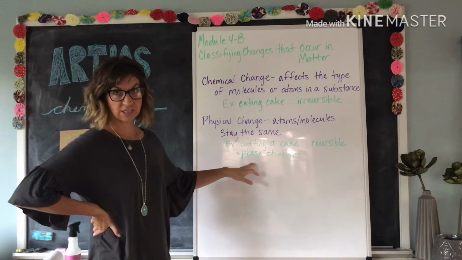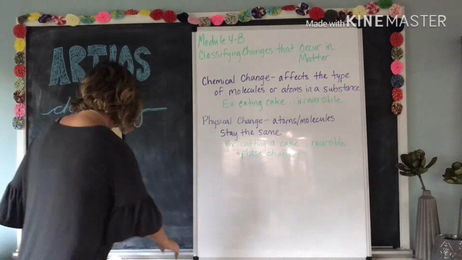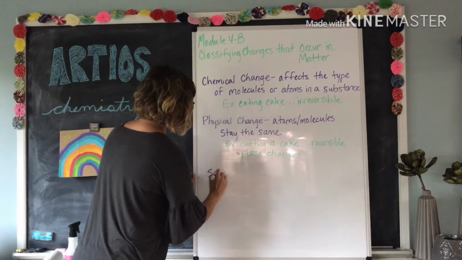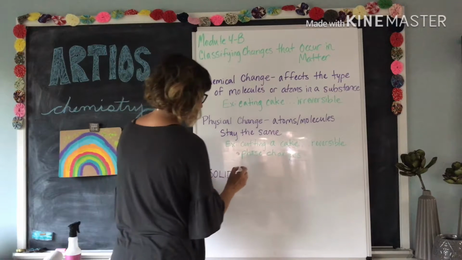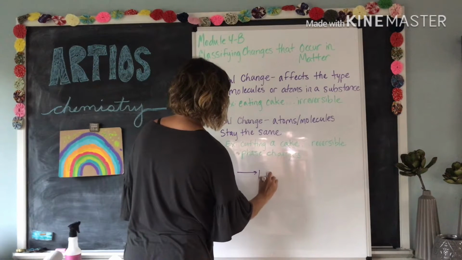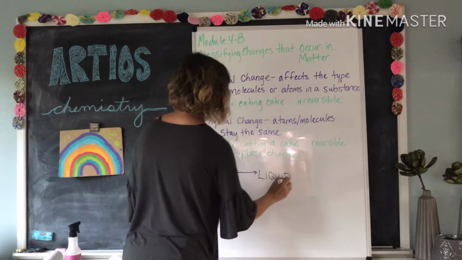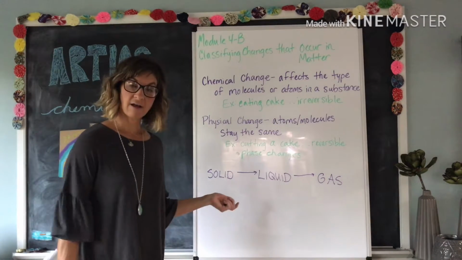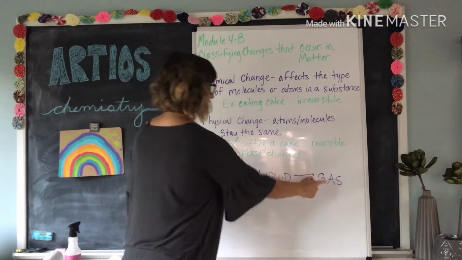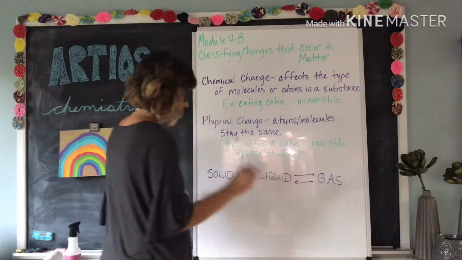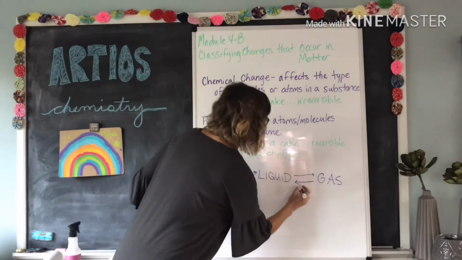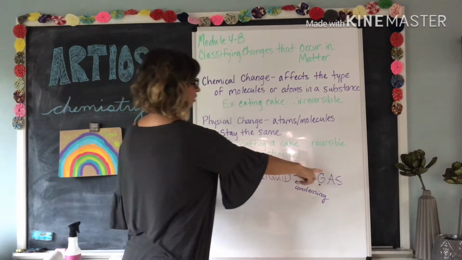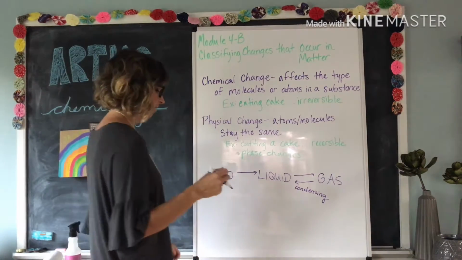More examples of physical changes would be phase changes. All right, phase changes are when a substance is changing from a solid to a liquid to a gas. And these are all physical changes. They can be reversed. A gas can turn back into a liquid. This is called condensing. Or the liquid can go back and become a gas again, which would be called boiling.